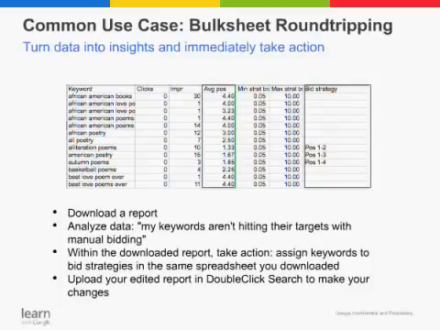Let's say you've downloaded a keyword level report and realize, gee, my keywords aren't hitting their average position targets with my manual bidding. With bulk sheet round tripping, your next thought should be, I know, I'll add these keywords into a bid strategy that will automate keyword bidding toward a goal that I set. So you can make your changes directly in the report that you downloaded by filling out the bid strategy column highlighted in the slide, and then upload that same report back into DoubleClick Search to have your changes take effect.